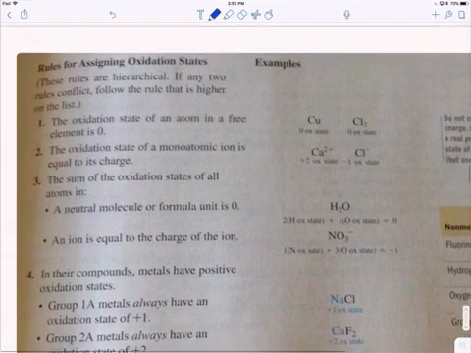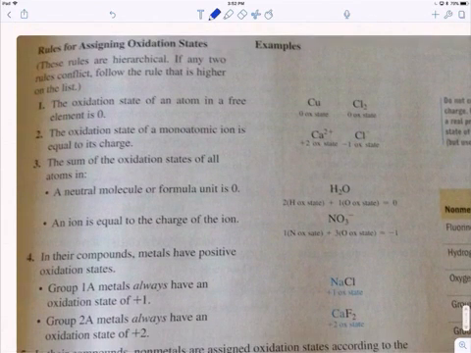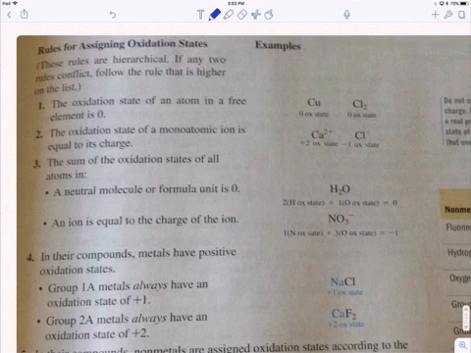All right, and now we're going to learn how to assign oxidation states. These rules are hierarchical, which means rule number 1 is more important than rule number 2, which is more important than rule number 3, and so on.